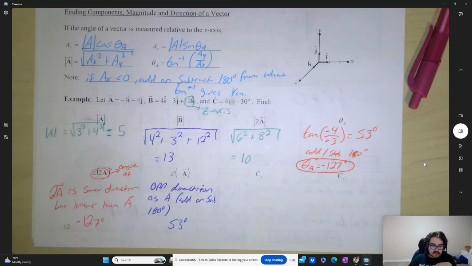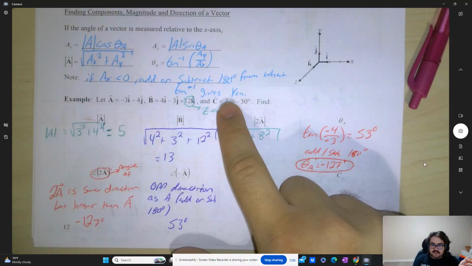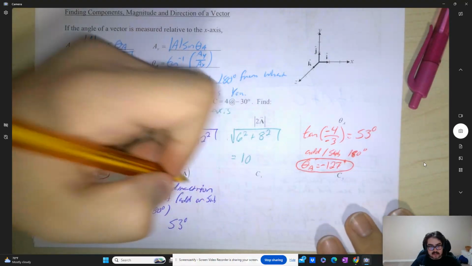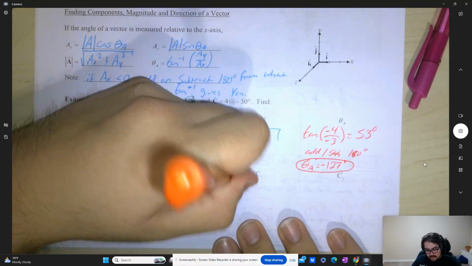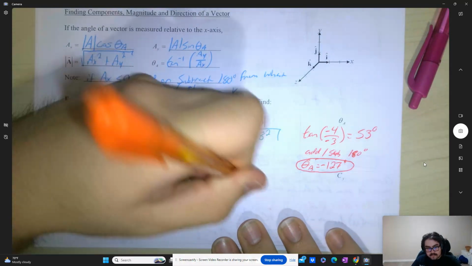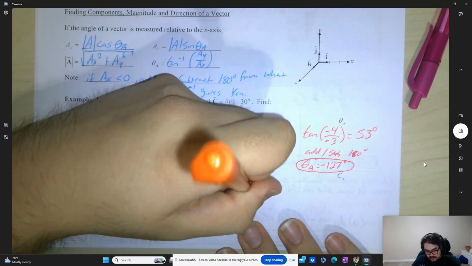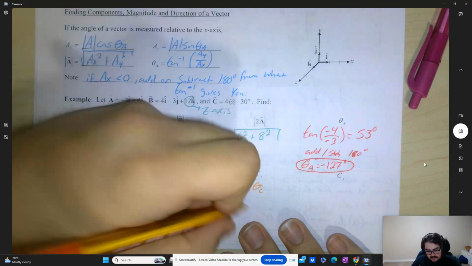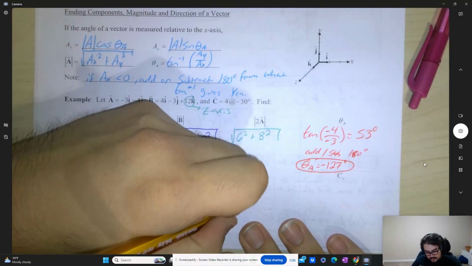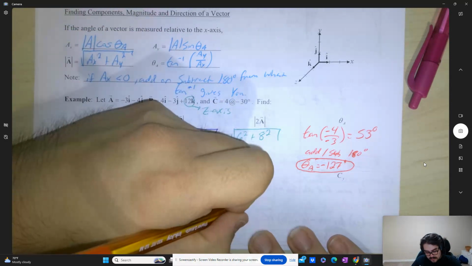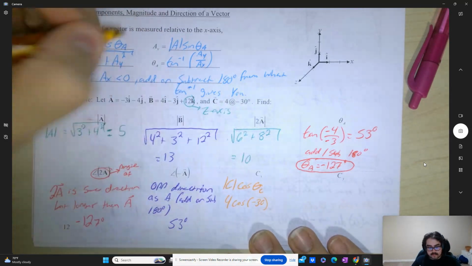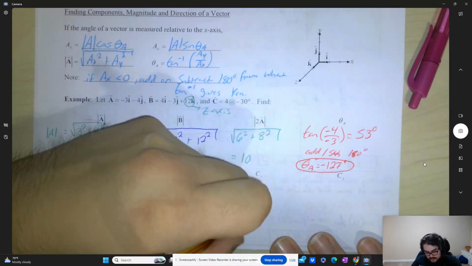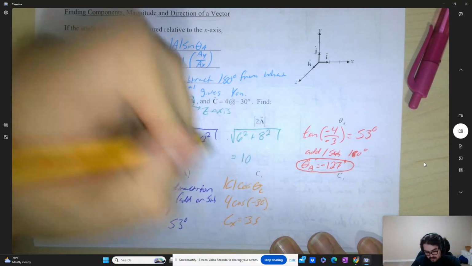Okay, x component of vector c. Well, we're given the magnitude and the angle, so I'm going to have to do the x component, which is going to be magnitude of c cosine theta c, right? So then that's going to be 4 times cosine of negative 30. And I end up getting 3.5.